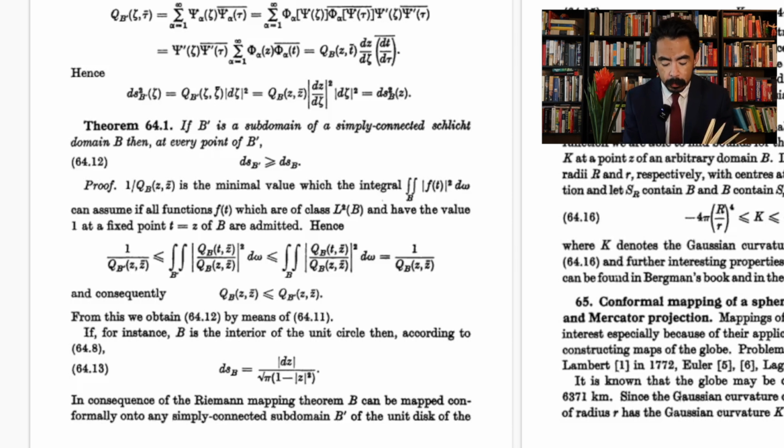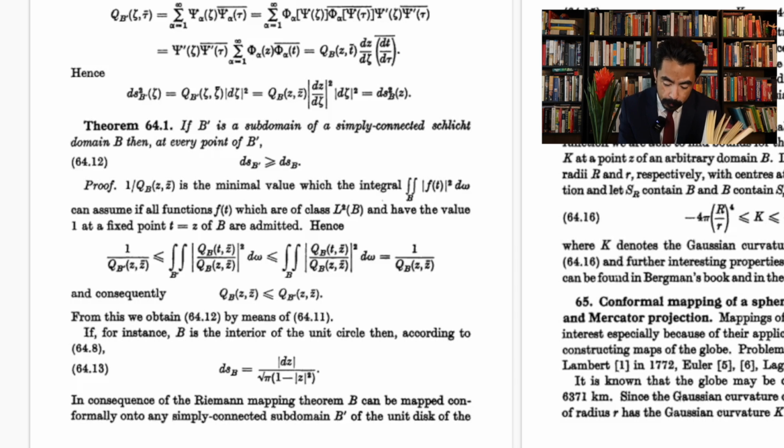Hence, 1 over capital Q sub B prime of z and the conjugate of z is less than or equal to the double integral on B prime of the magnitude squared of capital Q sub B of t and the conjugate of z over capital Q sub B of z and the conjugate of z d omega, which then is less than or equal to the double integral on B of the magnitude squared of capital Q sub B of t and the conjugate of z all over capital Q sub B of z and the conjugate of z, then d omega, which is equal to 1 over capital Q sub B of z and the conjugate of z.